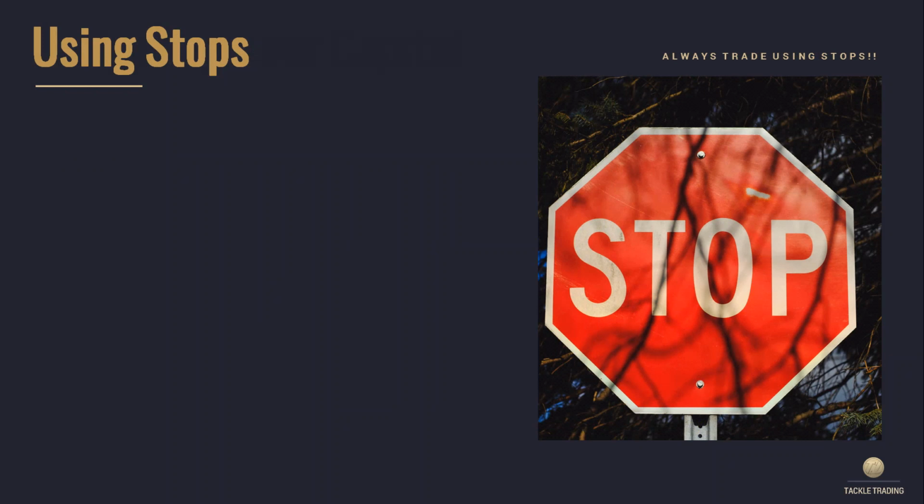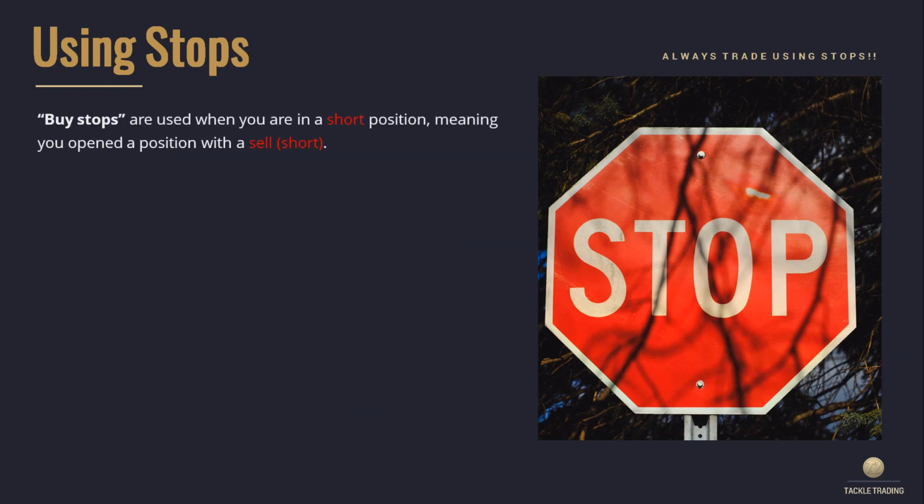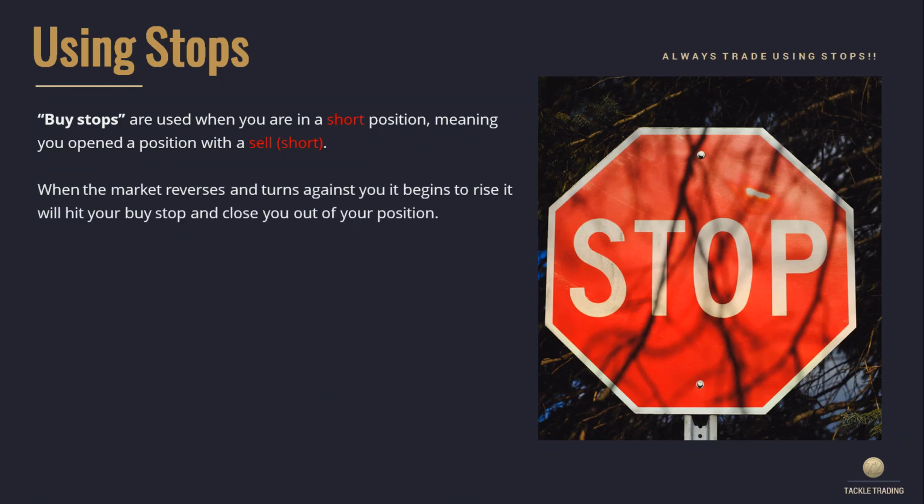All right, so let's talk about stops. All right, we have to have stops. Now, buy stops are used when you are in a short position, right? Meaning you opened a position with a sell. You went short. What that means is when the market reverses and turns against you and begins to rise back up, it will hit your buy stop and close you out of your position. Hence, it's a stop management tool, right? In fact, sometimes you avoid saying stop loss because you can't always guarantee that it will get you out exactly at that location, right? There can be some level of slippage, but it is your stop management location where you set that stop.